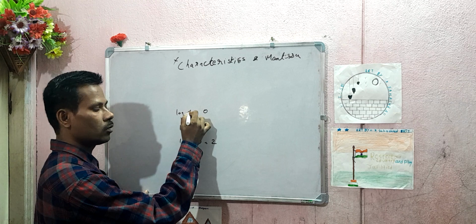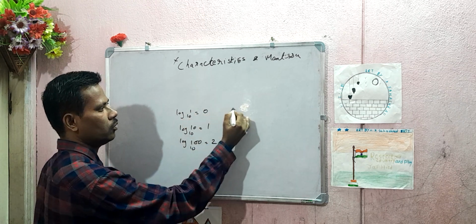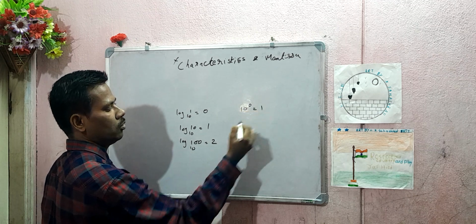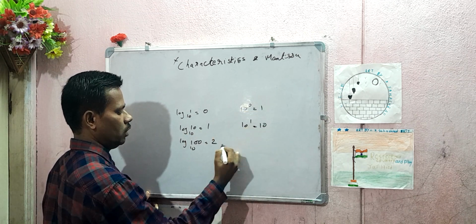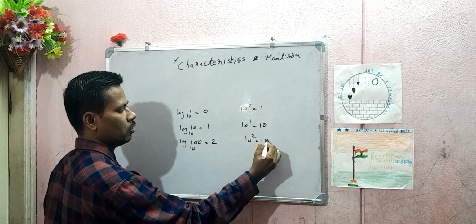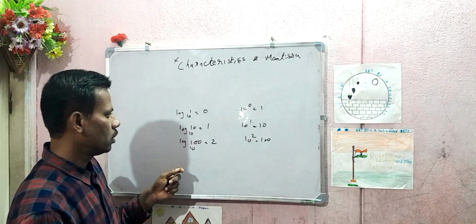Just look here, logarithm of 1 to the base 10 is nothing but 0. How did we get this? 10 power 0 is equal to 1. 10 power 1 is equal to 10. 10 power 2 is equal to 100. We have already discussed this in the basics class.